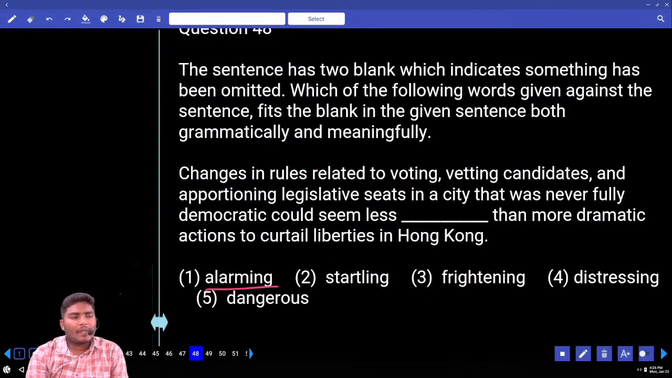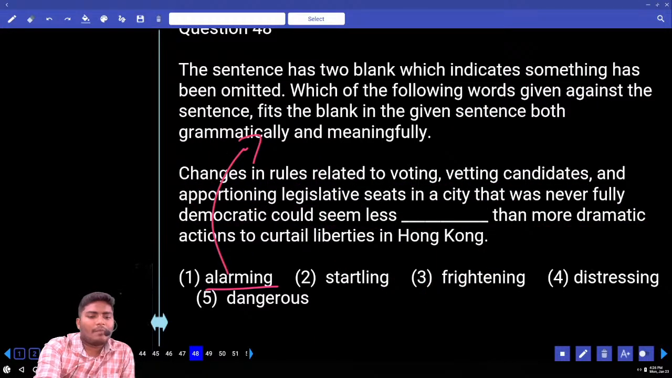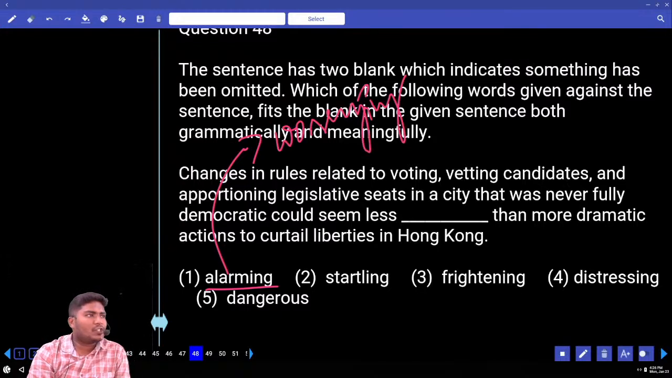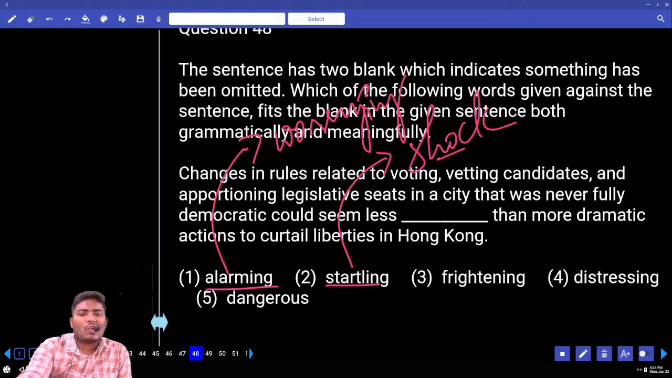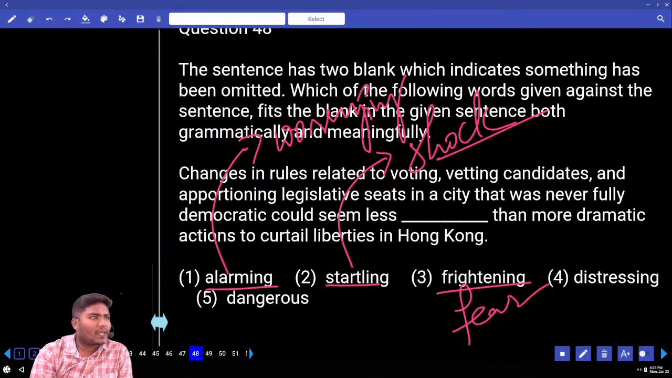What do you mean by alarming? Alarming is nothing but anything that is worrying. Anything that is at the edge of extinction, that is worrying. Startling. What do you mean by startle? When you get shocked, that is startle. Frightening, in the sense related to fear. When you are afraid, you are frightened. Distressing is nothing but related to sad. Dangerous is almost related to alarming.